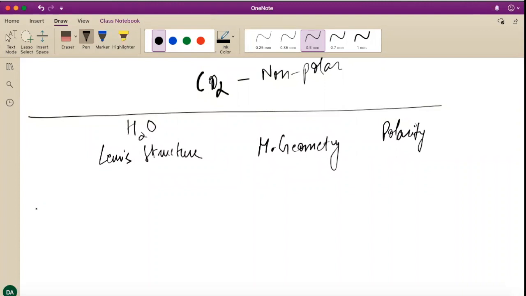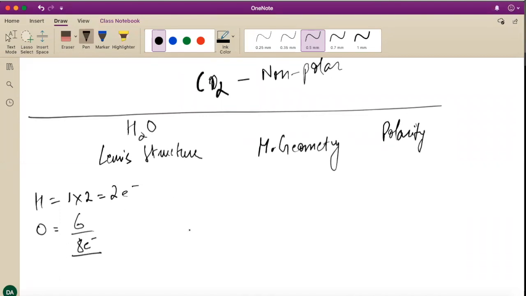Total valence electrons. Yep, so the first step is your total valence electrons. So hydrogen, how many, guys? 1. So 1 times 2 equals 2 electrons. And then oxygen is 6. The total is 8, right? 6 from oxygen, 2 from hydrogen, total 8 electrons.